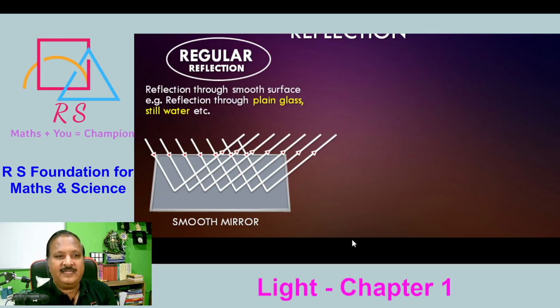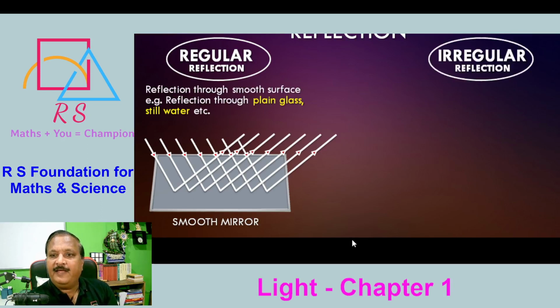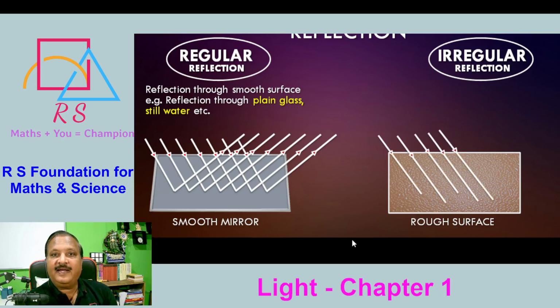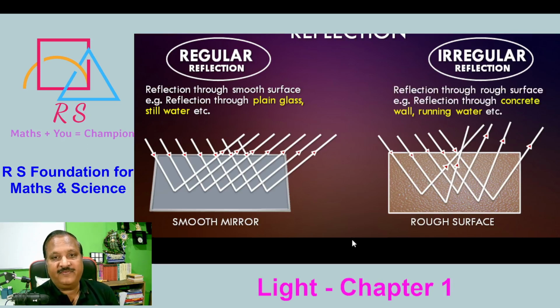The other one is irregular reflection. For irregular reflection, you need a rough surface, like a wall and all those things. When the light falls on it, it reflects in different directions. So the reflection that takes place on a rough surface is known as irregular reflection.